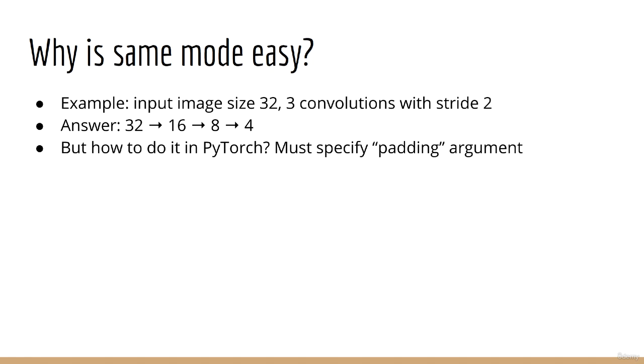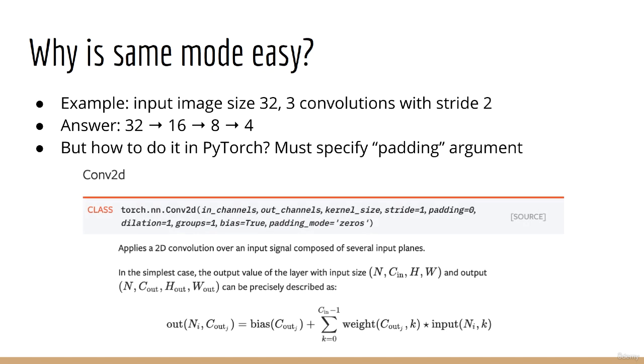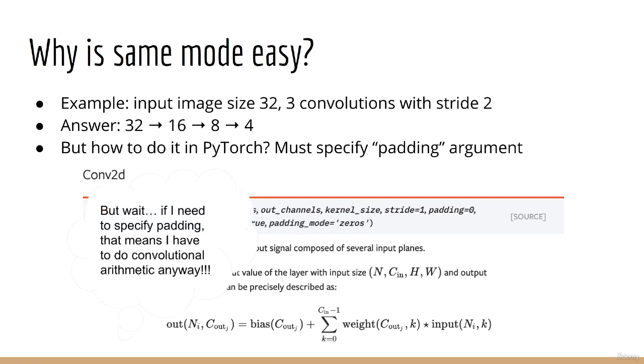Let's see. We have to specify this padding argument, which tells PyTorch how many spaces to pad the input image on each side. But wait, in order to specify this argument correctly, so that you achieve the equivalent of same mode, you need to do convolutional arithmetic to calculate the correct amount of padding. In other words, you still need to do convolutional arithmetic whether you have same mode or not. So there's no benefit to using same mode because either way, you still have to do convolutional arithmetic.